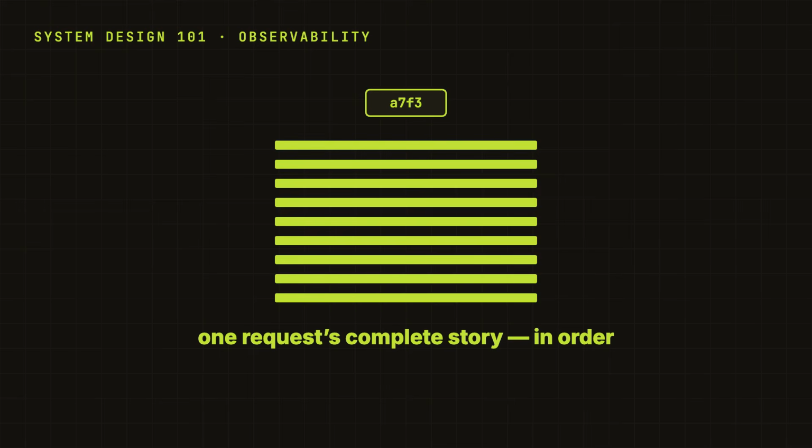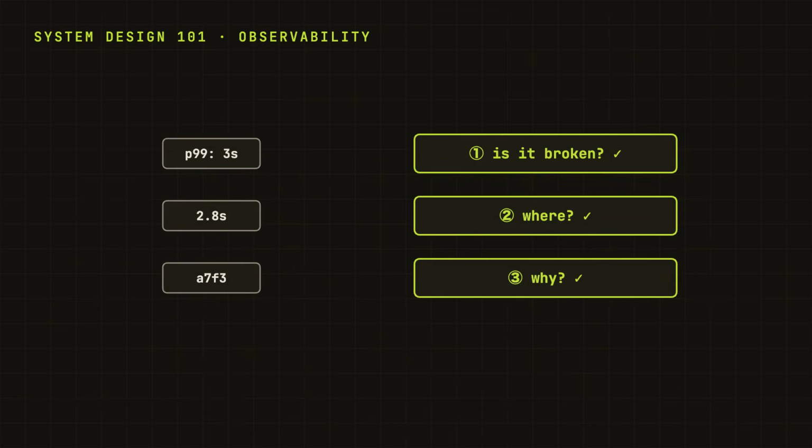So the why usually shows up right here in the logs. Though, fair warning, sometimes it only fully clicks when you read the log next to the trace and the metric. They really do work best together, which is exactly where we are headed.